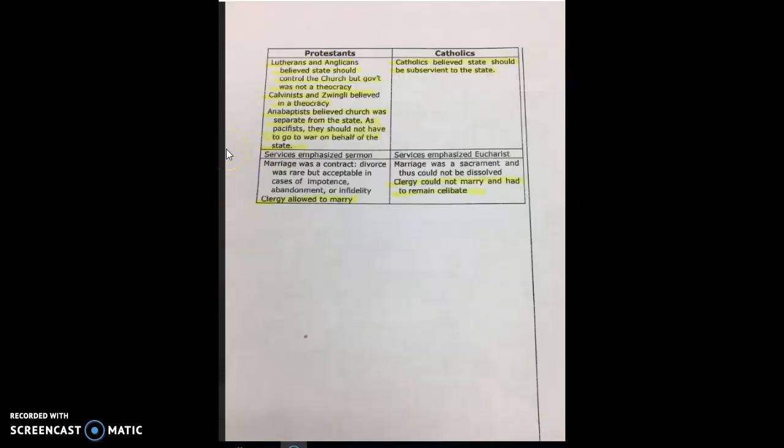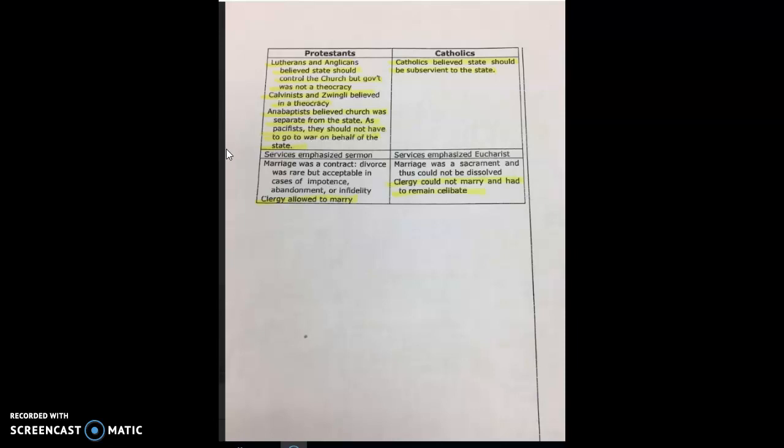On your next page, you will see a couple of more differences that I would recommend you go over in preparation for our test. When it comes to church and state, we see here Protestants, specifically the Lutherans and the Anglicans, believe the state should control the church, but that the government should not be a theocracy, which means run by religious leaders. Calvin and Zwingli did believe in a theocracy. So that's the difference between them and the Lutherans and the Anglicans.